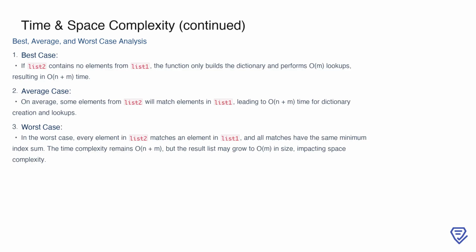For the worst case, every element in list 2 matches an element in list 1, and all matches share the same minimum index sum. While the time complexity remains O(n + m), the result list may grow to O(m) in size, making it the most memory-intensive scenario.